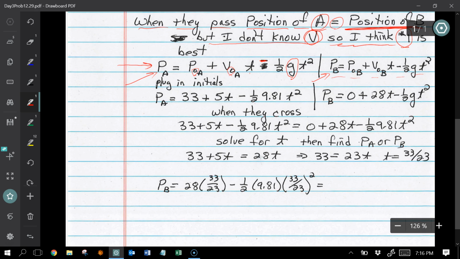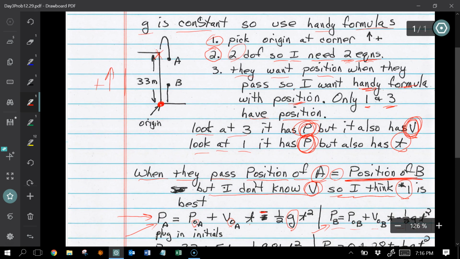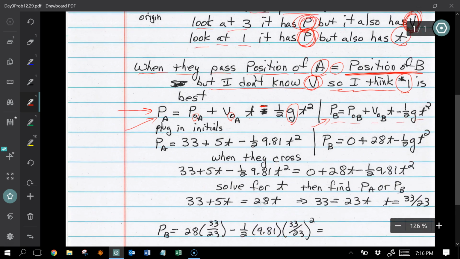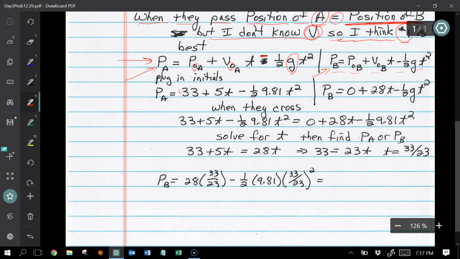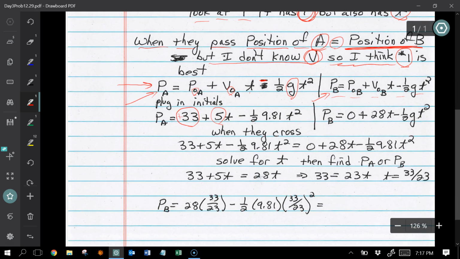Now let's put in the initial values. What's the original position of A? It's at the top of the building when everything starts, so it's a positive 33. That's its initial position. How fast is it going originally? According to mine, the numbers are randomized, so yours may be different. My problem said he was being thrown up at a speed of 5, so I put in a positive 5. He's being thrown up at 5 times t. The t0 in this case is 0 because at the very beginning, that's when both balls are thrown. And then you have 1/2 g.